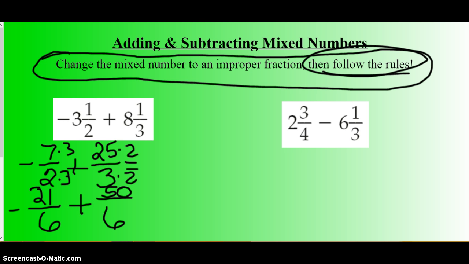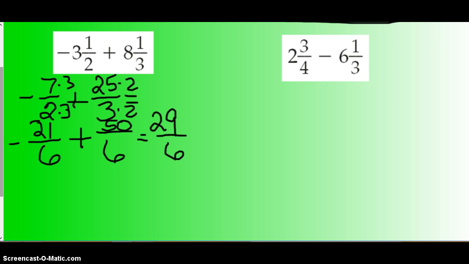We're adding. So when we add, bring your denominator over. We've got a negative 21 plus 50. That's a positive 29. This is an improper fraction, so we need to make this into a mixed number. If you think about this as 29 divided by 6, 6 goes into 29 4 times, and there are going to be 5 left over. Your denominator stays the same. One way to check this is just to go back. 4 times 6 is 24, plus 5 is 29, and your denominator is the same. So that's just a way to double check and make sure that you did it correctly.